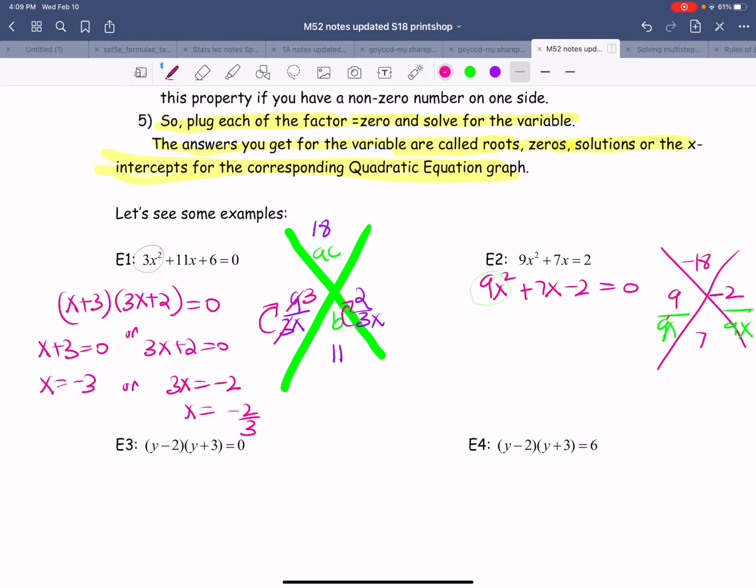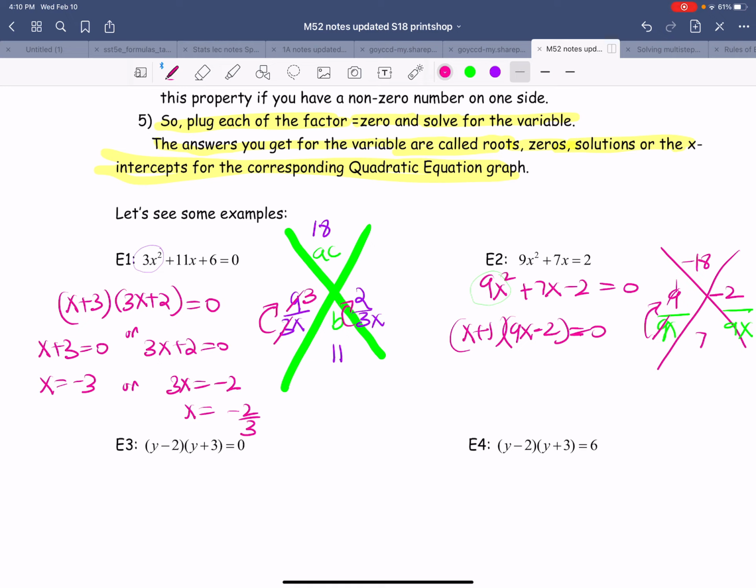Okay, it's time to simplify. The first fraction can be simplified, and I'm left with the factor x plus 1 from the first one. And the second fraction gives me the factor 9x minus 2. At this point, if you want to FOIL x plus 1 and 9x minus 2, you can go ahead and do that to make sure you factored it correctly. Otherwise, if you're confident in your work, then there's no need to do that.